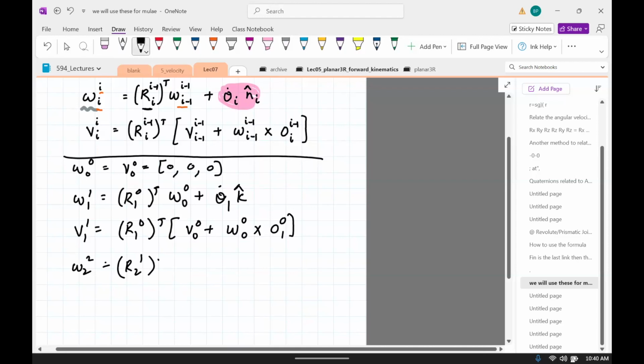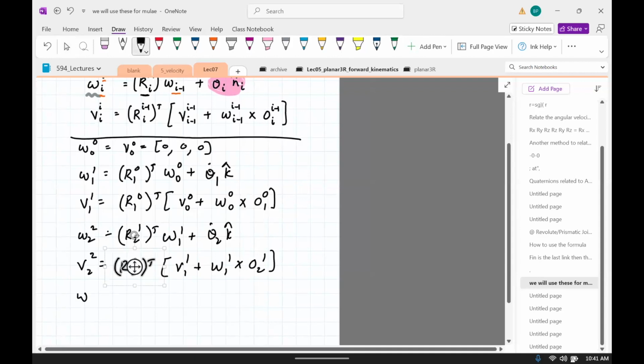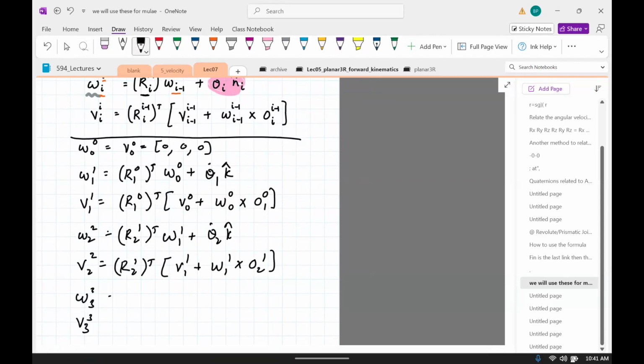Okay, so this can be done for 2. R21 transpose omega 1,1 plus theta dot 2 k, and V22 is R21 transpose times V11 plus omega 1,1 cross O21. Okay, so you get the idea. We need to also write the formula for omega 3, which I will skip, but it's fairly straightforward now that you see the pattern. So you can fill that up yourself.